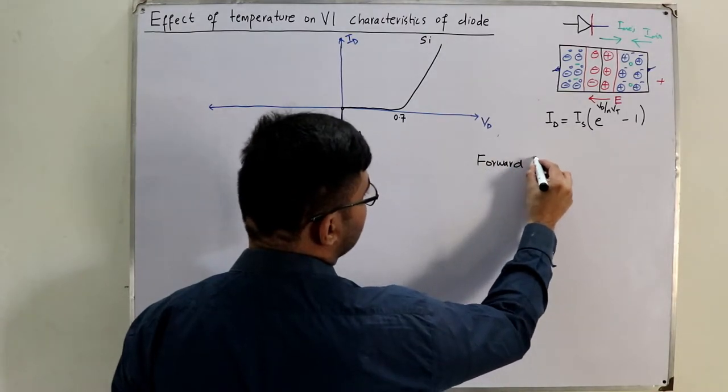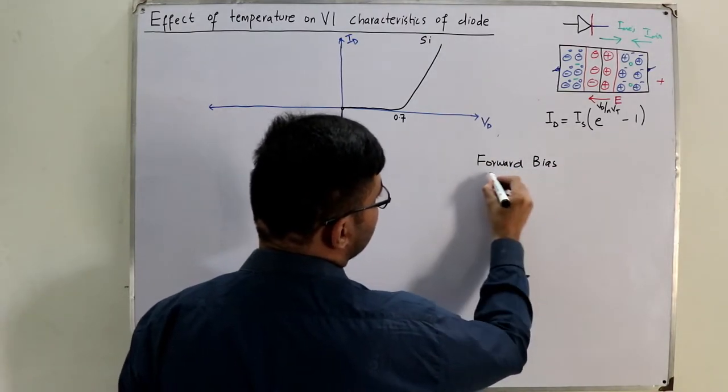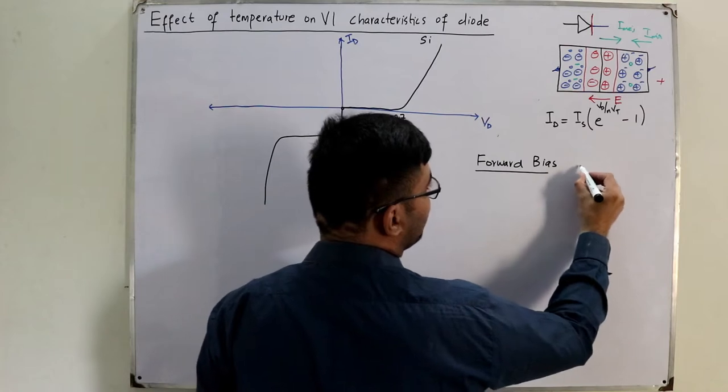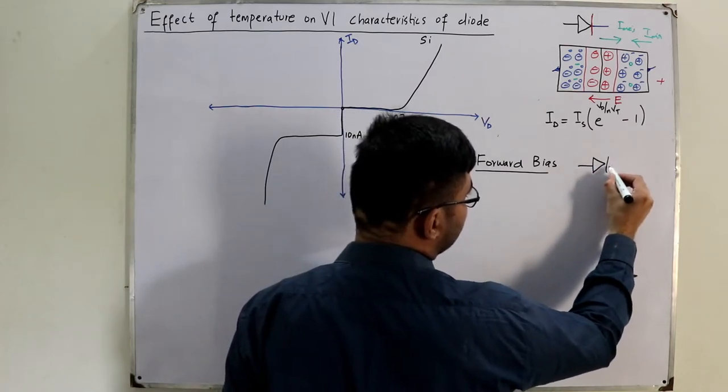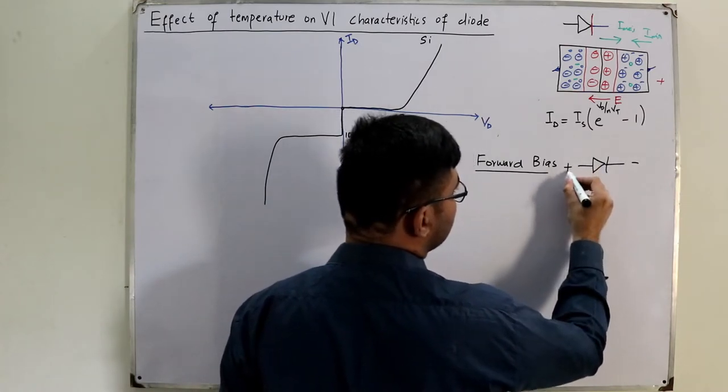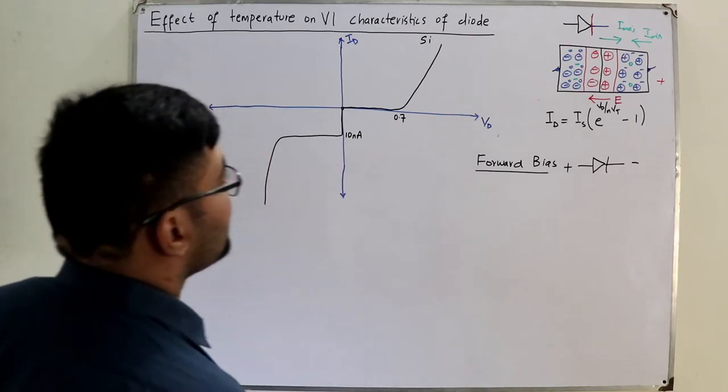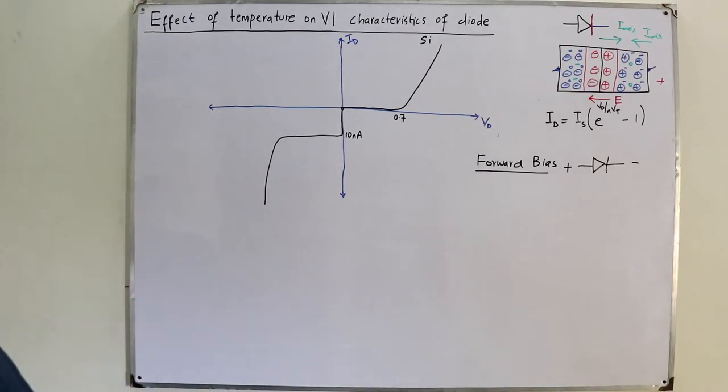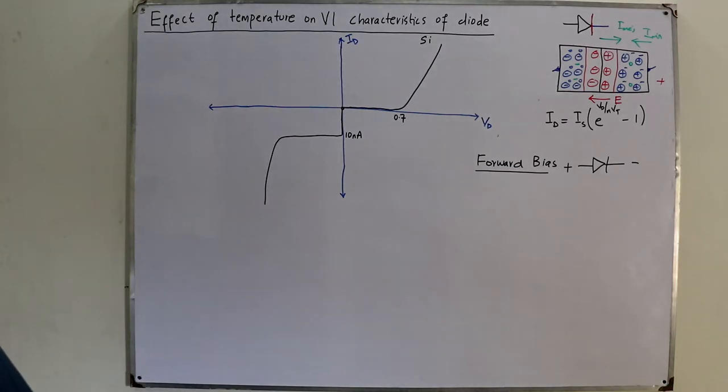In the forward bias region, which means when P is connected to the positive terminal of the battery and N is connected to the negative terminal of the battery, you know the phenomena. But what happens in the forward bias? The characteristics of the silicon diode shift to the left.